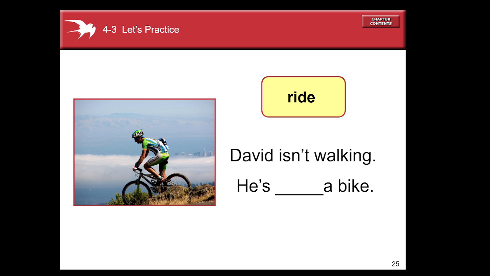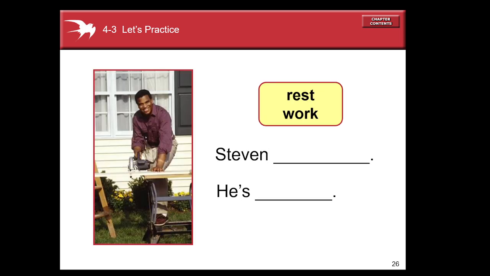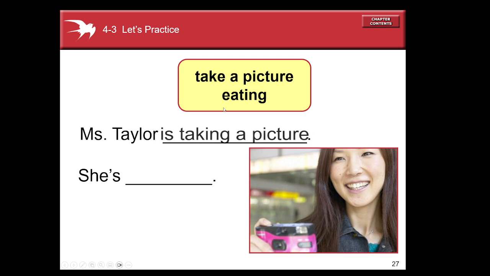Let's carry out some examples. Look at the picture. Davy isn't walking. He's riding a bike. Stephen isn't resting. He's working. Miss Taylor isn't taking a picture. She's not eating.